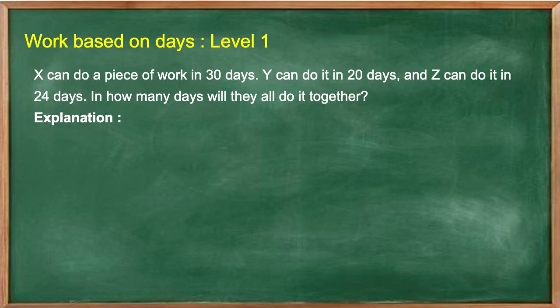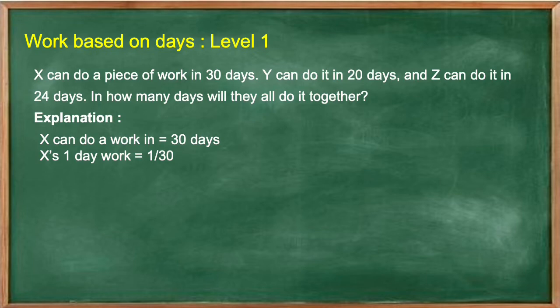This question can be solved easily with one day work method. Now you recall the formula that if A can do a work in n days, his one day work is 1 by n. Now let's apply this concept in this question. So if X can do a work in 30 days, his one day work will be 1 by 30. In the same way, if Y can do a work in 20 days, then Y's one day work will be 1 by 20. And Z's one day work will be 1 by 24.